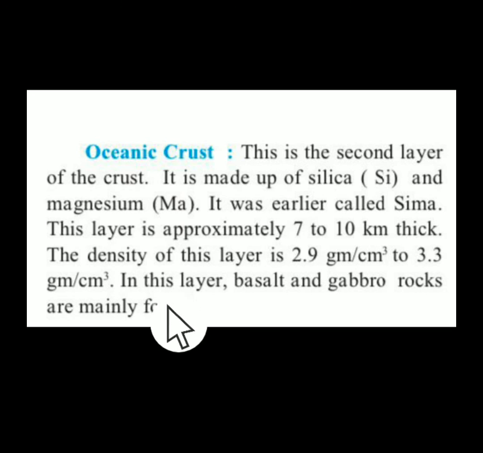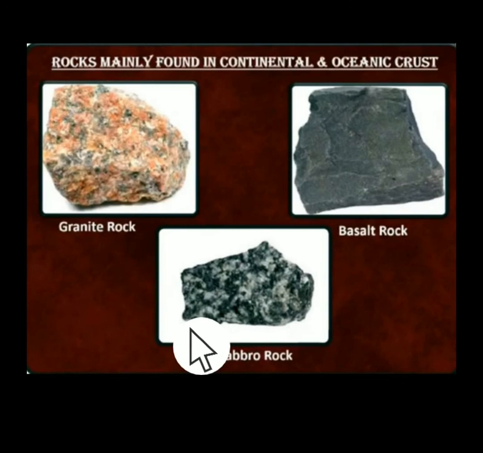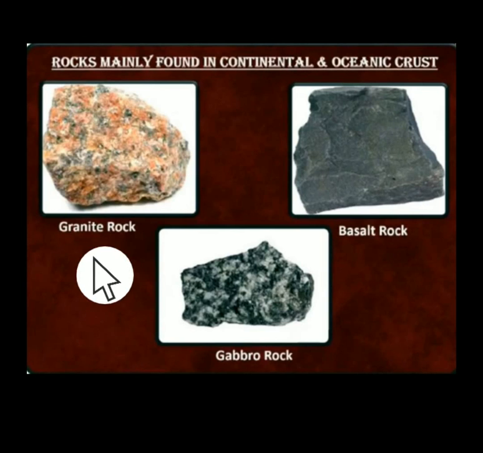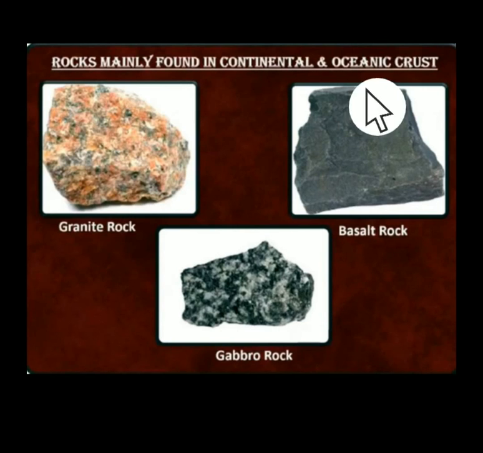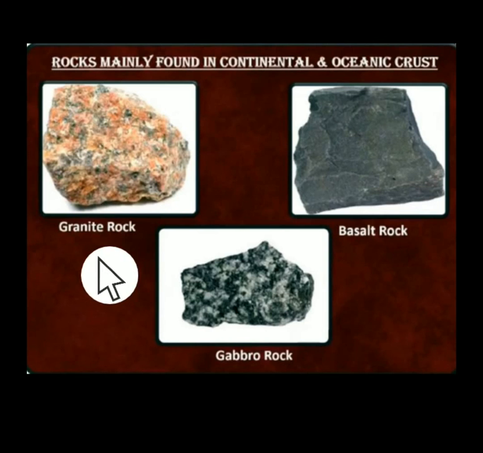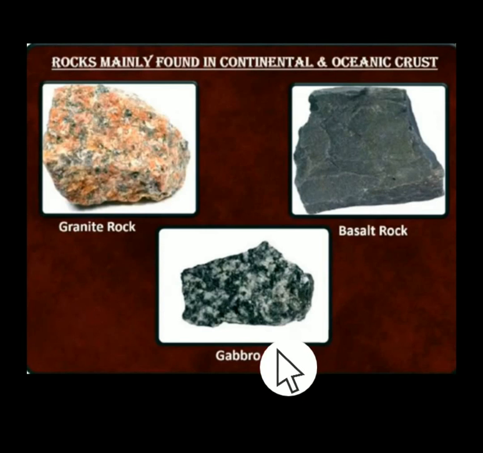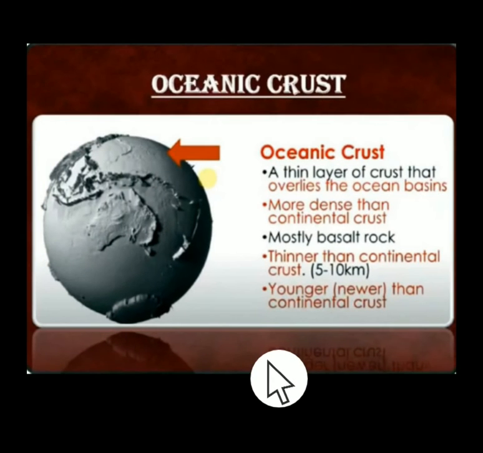In this layer, basalt and gabbro rocks are mainly found. Granite, as I told you, we had studied in the continental crust, and basalt and gabbro rocks are formed here in the oceanic crust. So you can see all three kinds of rocks found in the crust: this one is found in the continental crust and the remaining two are found in the oceanic crust.